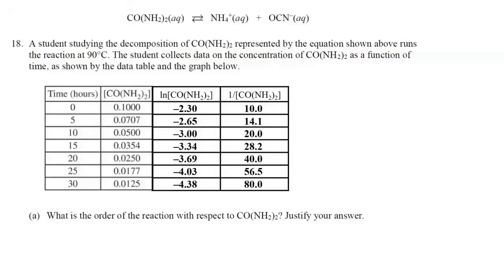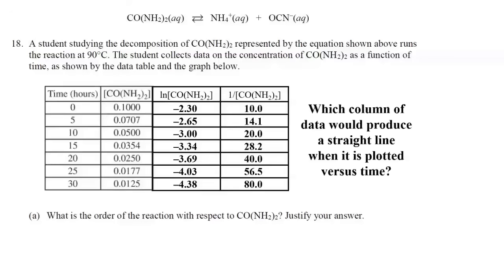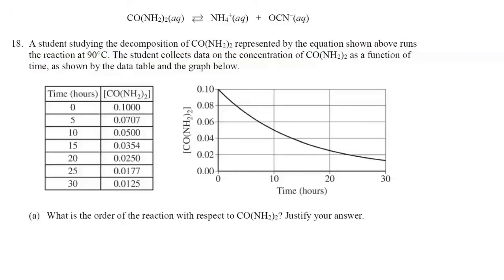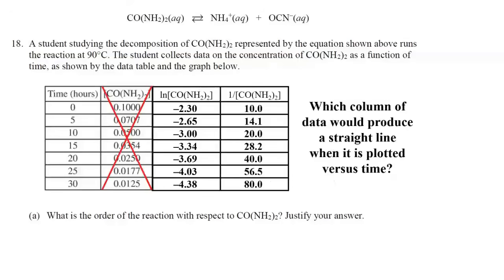is going to help me determine the order of the reaction with respect to the reactant. So we're looking for a straight line. We're looking for a linear plot. Either it's concentration versus time, natural log of concentration versus time, or the reciprocal of concentration versus time. So which column of data would produce a straight line? Well, we already know from the given information that concentration versus time shows up as a curve. So that's not going to give us a straight line.